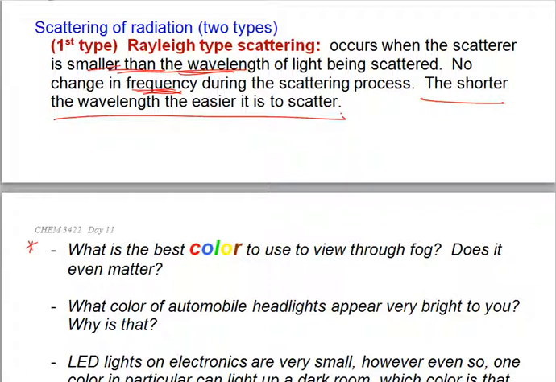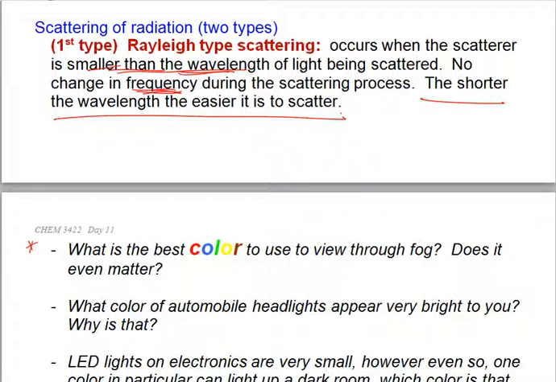So red is the shortest visible. Well, wouldn't red have the longest wavelength? Red would have the longest wavelength. What has the shortest wavelength? Violet. So the shorter the wavelength, the easier it is to scatter. Now, scattering's a bad thing. You're a fog light. You want it to penetrate through. So violet would be horrible. So you'd want red. But your eye isn't very sensitive at red. So they make the fog lights yellow.